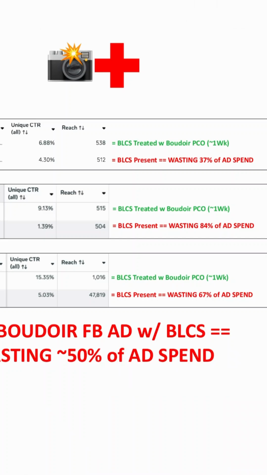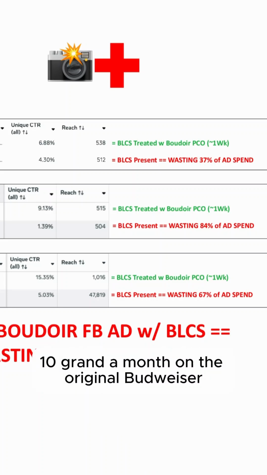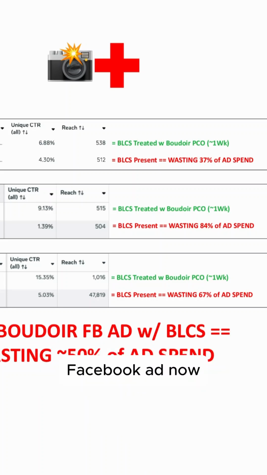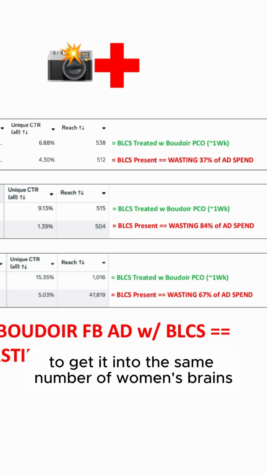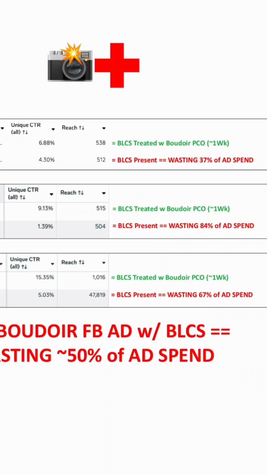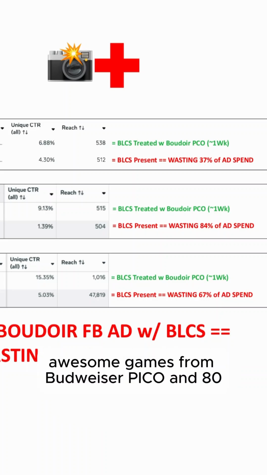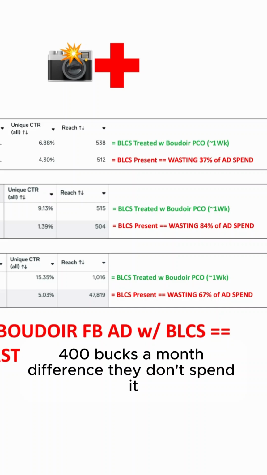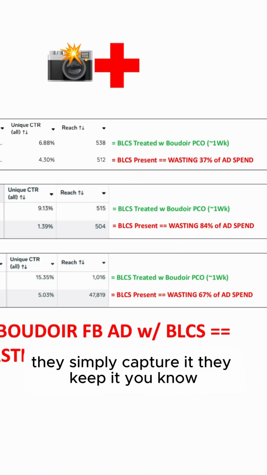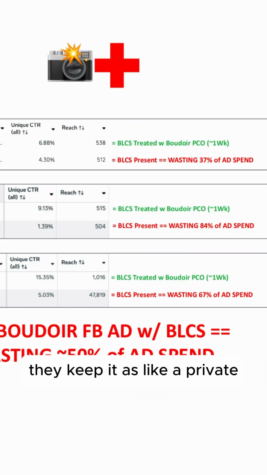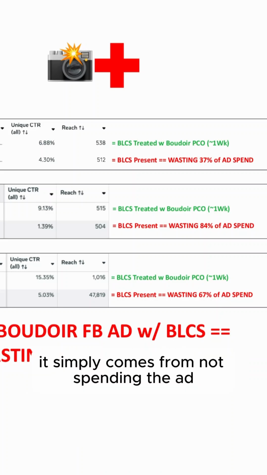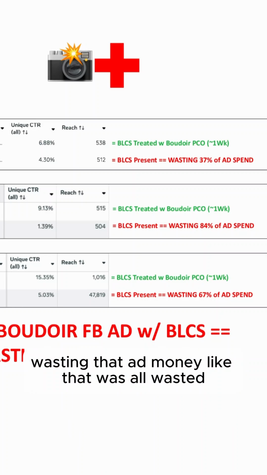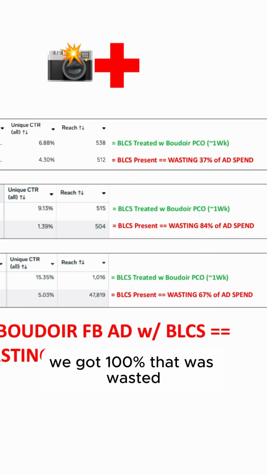If they're spending 10 grand a month on the original boudoir Facebook ad, now they only need to spend 1.6 grand a month on the Boudoir Pico treated ad to get it into the same number of women's brains. Awesome gains from Boudoir Pico. And the 8,400 bucks a month difference, they don't spend it. They simply capture it. They keep it as a private bonus, a phantom bonus, a phantom profit. It simply comes from not wasting that ad money. That was all wasted using the previous boudoir ad.